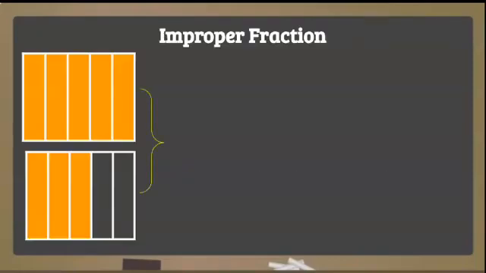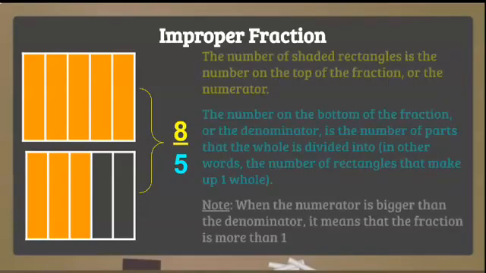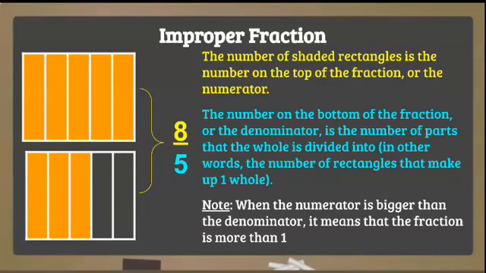Our improper fraction here, representing using our fraction strips. Here we have our improper fraction 8/5. Now the number of shaded rectangles is the number on top of the fraction, which is the 8. But that's also the numerator. The number on the bottom of the fraction, or the denominator, which is 5, is the number of parts that the whole is divided into. In other words, the number of rectangles that make up one whole.